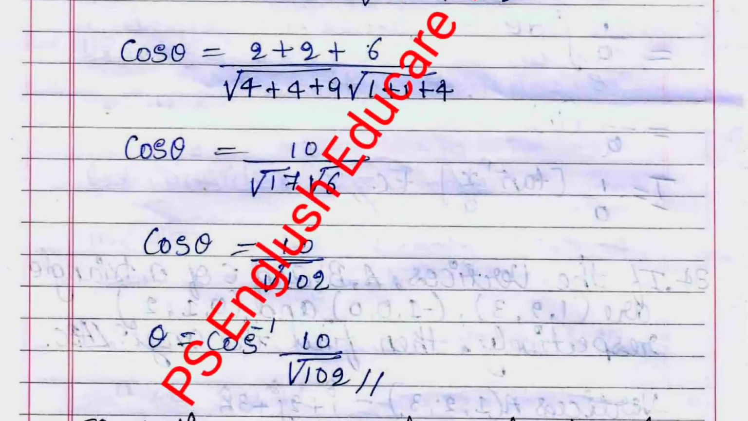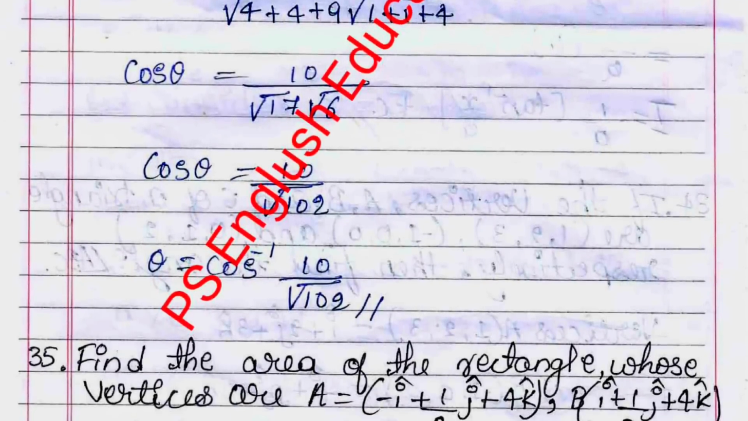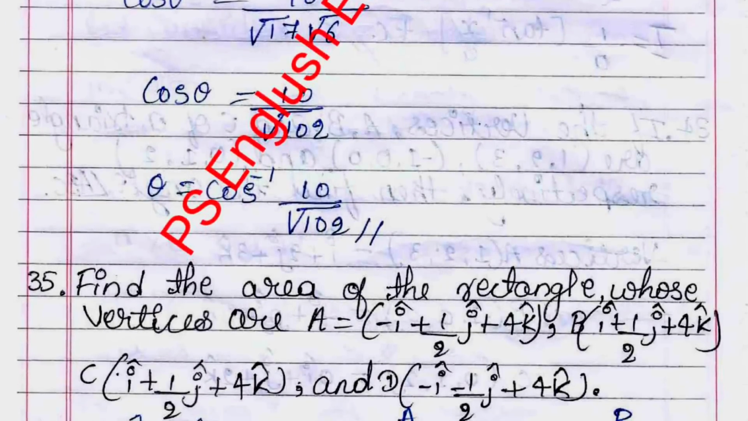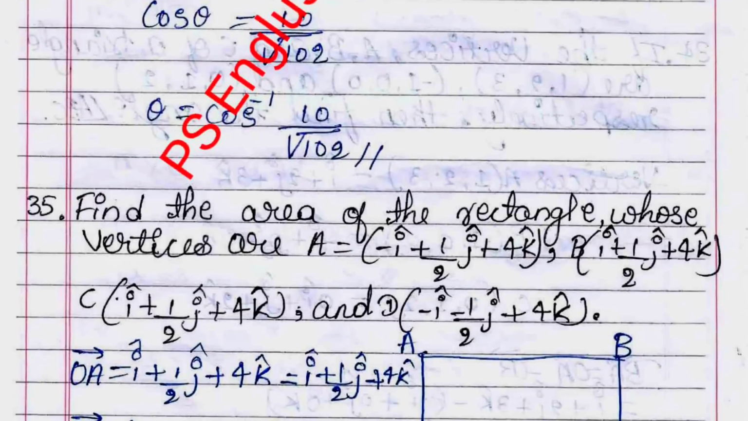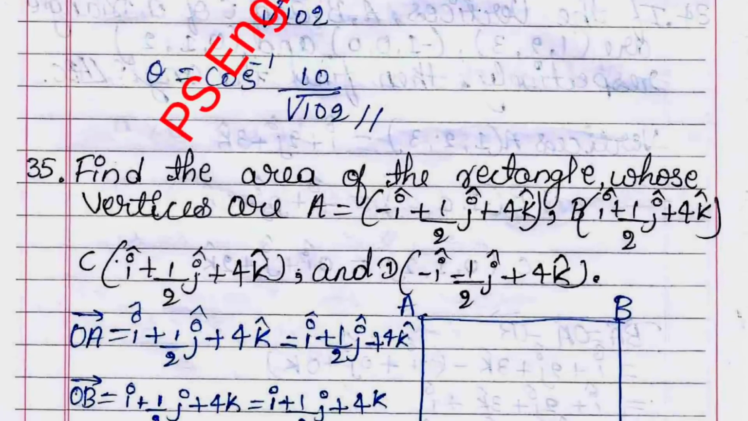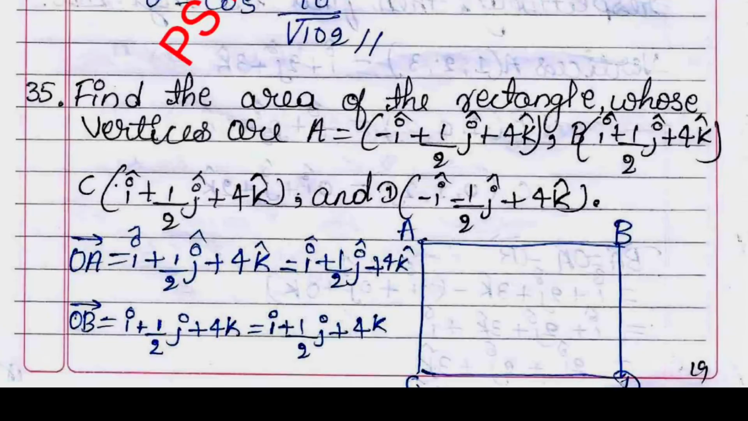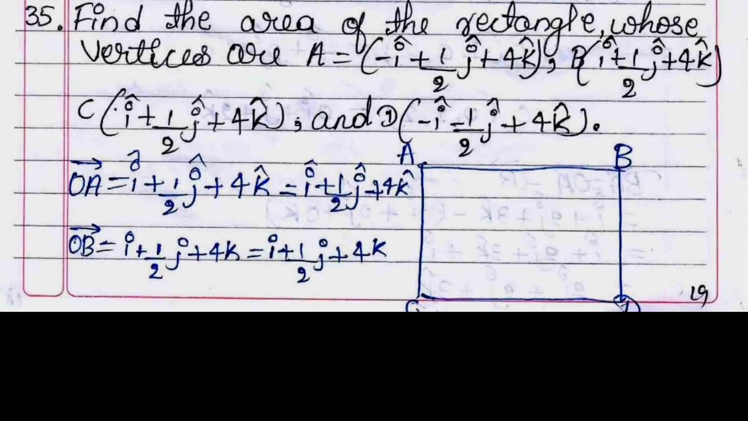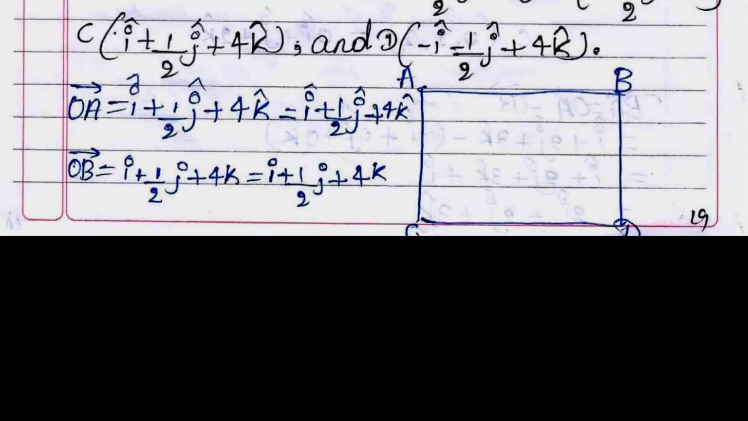35th. Find the area of the rectangle whose vertices are A equals minus i vector plus 1 by 2 j vector plus 4k vector, B equals i vector plus 1 by 2 j vector plus 4k vector, C equals i vector minus 1 by 2 j vector plus 4k vector, and D equals minus i minus 1 by 2 j vector plus 4k vector, and the answer is below.